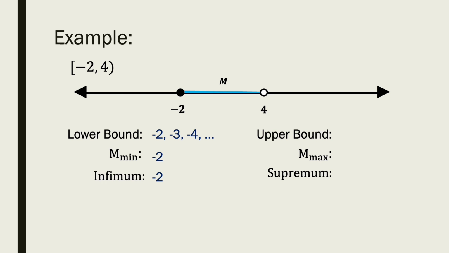For the upper bound, we can have 4, 5, 6.5, and so on. However, our M max, or the maximum value of M, does not exist because 4 here is not part of the set. But 4 is considered to be the supremum because it is the least value of all the upper bounds. That will be all for my discussion.